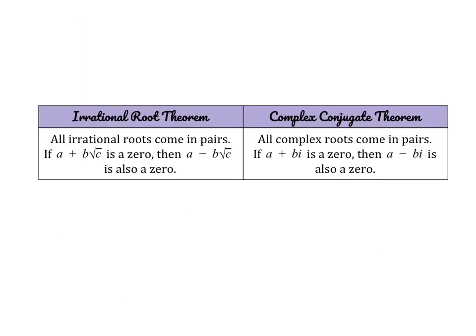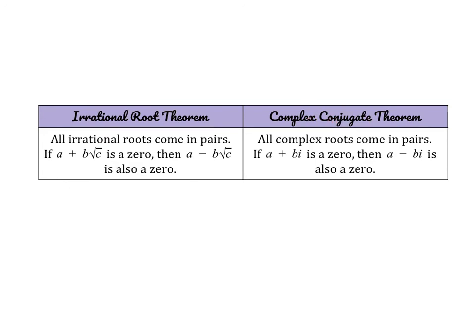All right, so the last thing we're going to talk about today are 2 theorems. One is called the irrational root theorem, and one is called the complex conjugate theorem. So the first one says all irrational roots come in pairs. So that means if you have an answer when you're solving a polynomial that is some type of radical, that's an irrational root, like a plus b root c, or even just the root c, it will always come in a pair. It would always come with a minus b root c. So you will never just have one answer that's an irrational 0. You will always have 2.